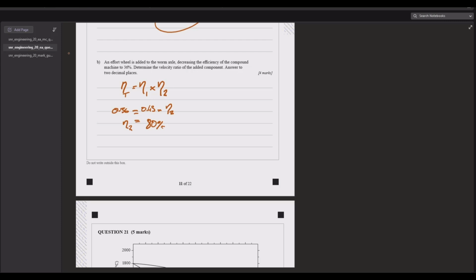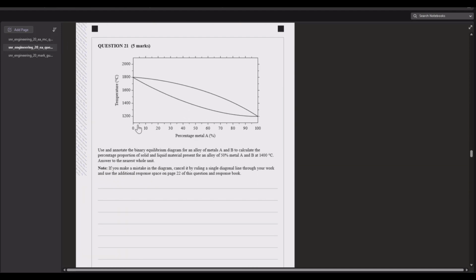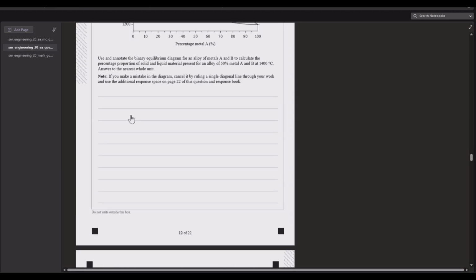And if we identify that the mechanical advantage isn't going to change for this, the velocity ratio is what is changing, then we can rearrange for velocity ratio, where VR equals MA on efficiency 2, which is 9 over 0.8. That's 1.2 times 9, which is 10, no? 11.25. My bad. And that's all the working for that question.